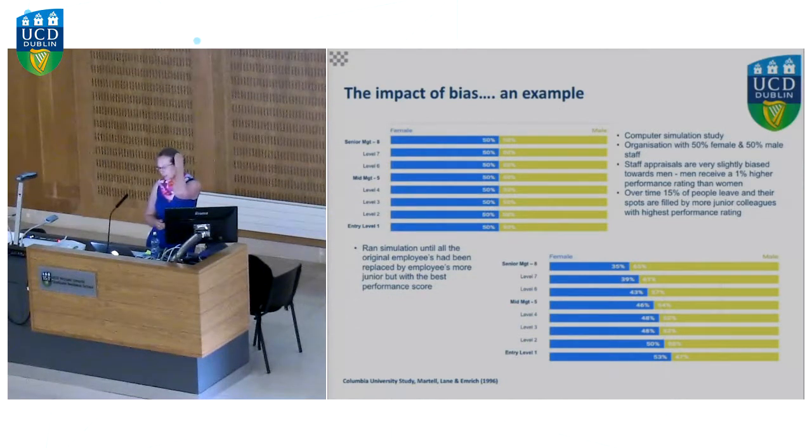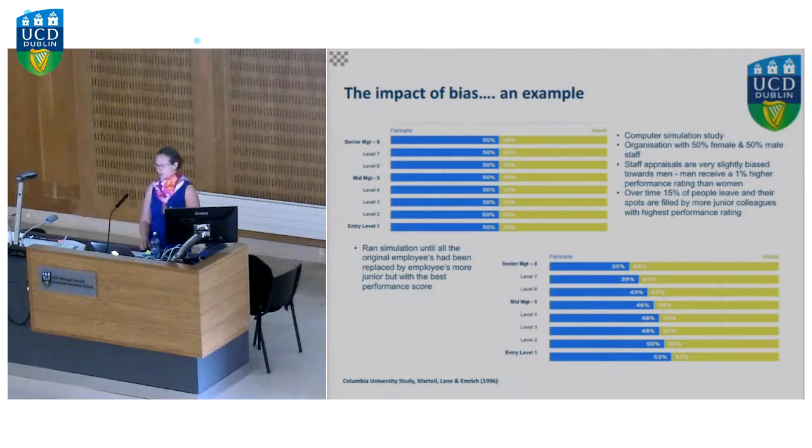And so this is a study that was done by Columbia University, and it used a computer simulation program, predictive analytics, that looked at gender bias in the workplace. They asked, what is the effect of a 1% bias towards hiring men versus hiring women? So they had this fictional company that started off with an organization of 50% men and women at every pay grade.